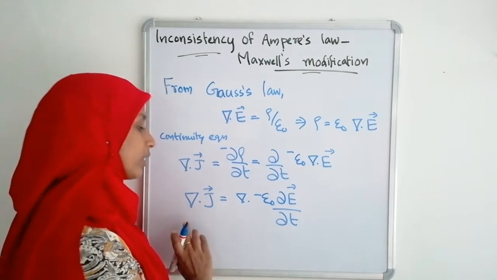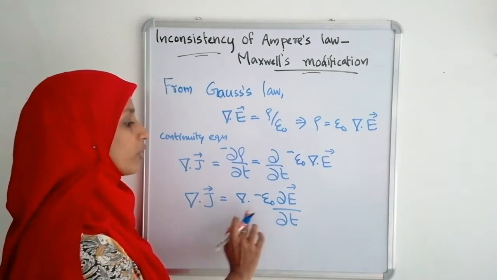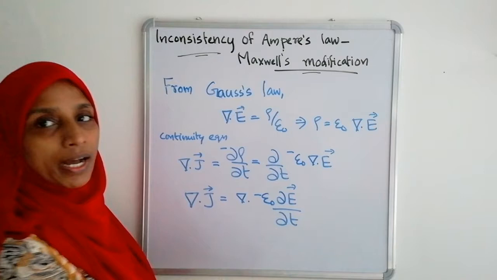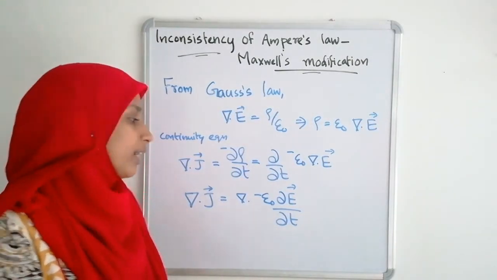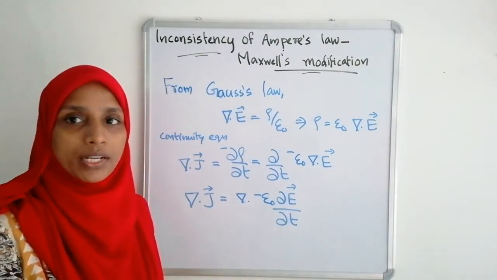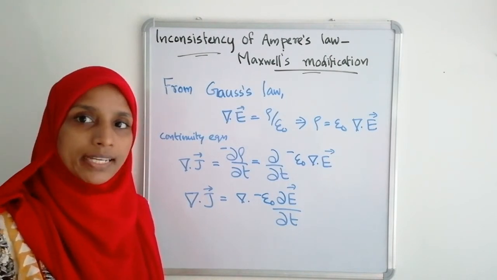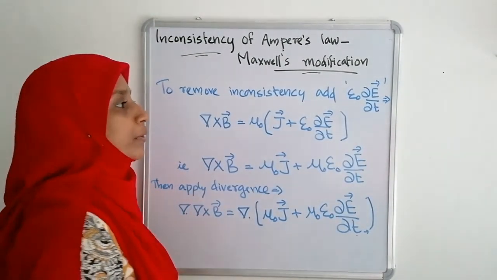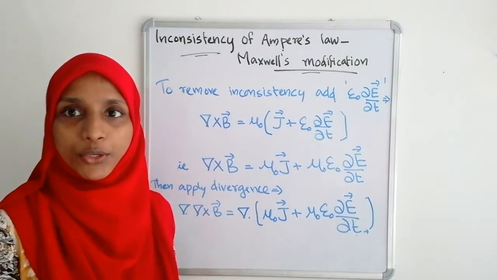So, divergence is there on the LHS and the RHS, and the similar term on the RHS to J is minus epsilon 0 dou E by dou T. So, the Maxwell suggests that if we add this term on the RHS of the Ampere's Circuital Law, we can remove the inconsistency in that equation. We can check that. To remove that inconsistency, I am going to add epsilon 0 dou E by dou T on the RHS of Ampere's Circuital Law.